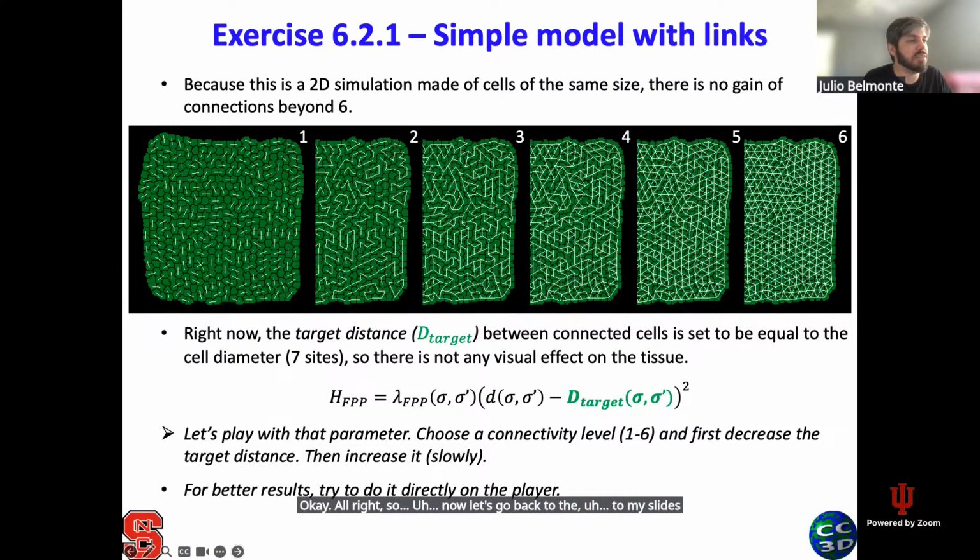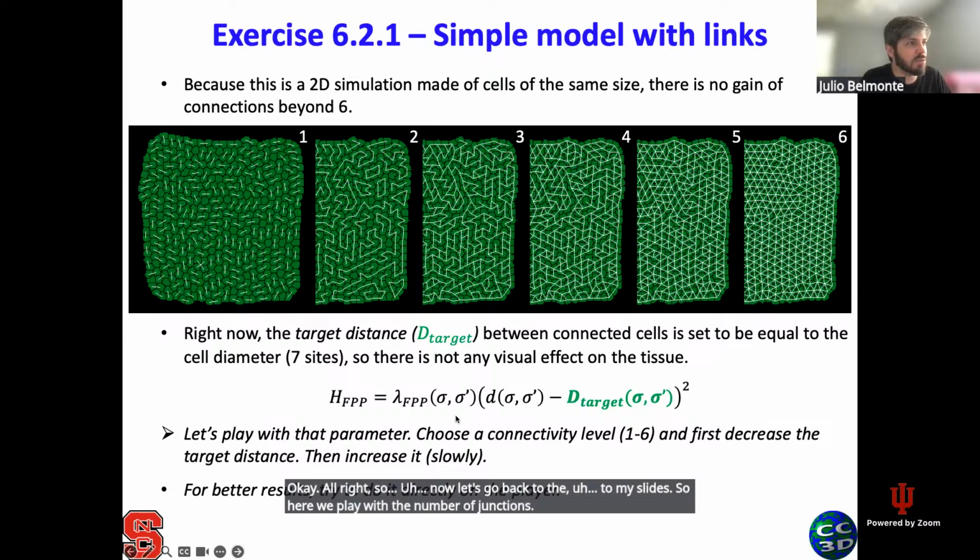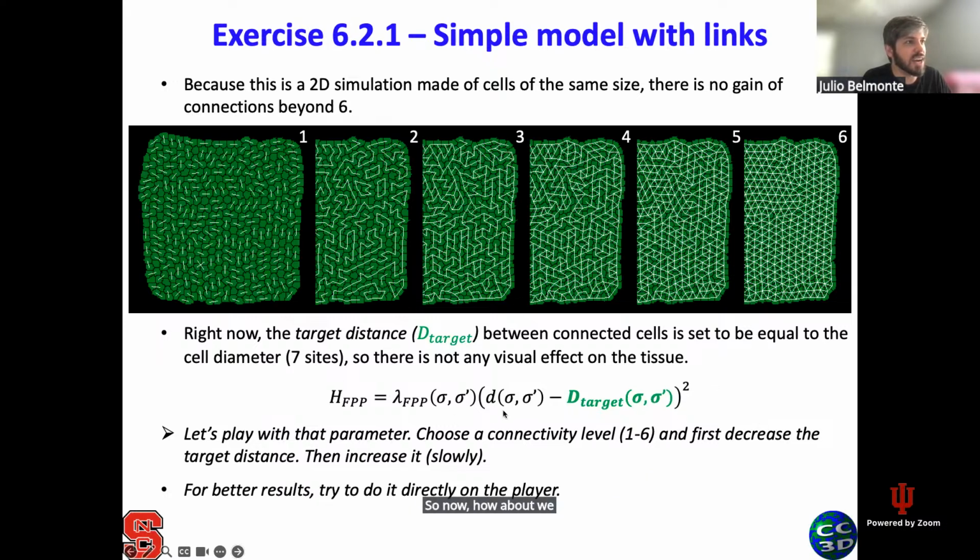So here we played with the number of junctions. Now how about we play with the target distance, okay? Right now the target distance is 7 and the cells are about 7 by 7 pixels. So when they make the link, the cells are very happy with the link. But what happens if you make it smaller? And what happens if you make it bigger, right? So let's try to do this change here.